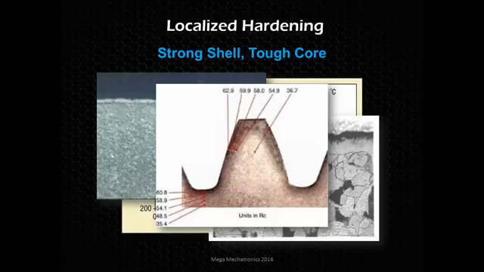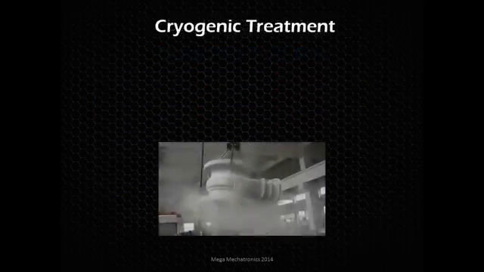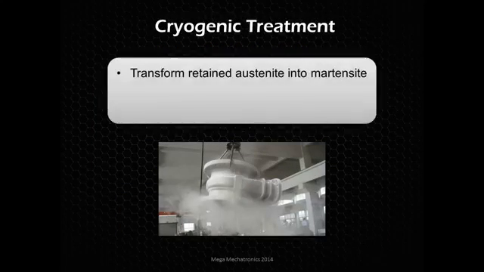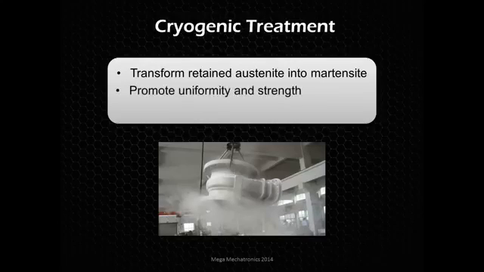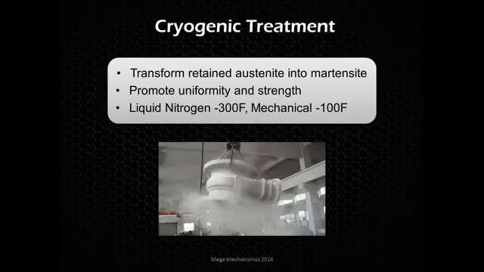Cryogenic treatment, we did touch on this. It transforms the retained austenite into martensite, and this will help promote the uniformity and strength. So liquid nitrogen, you're looking at about -300 F, and the mechanical ones, like super refrigerators, can even get down to -100 degrees.